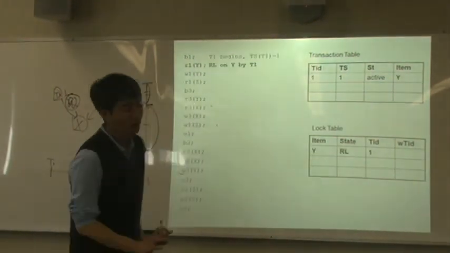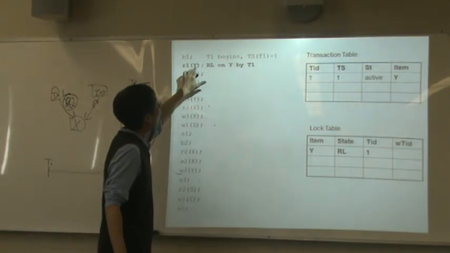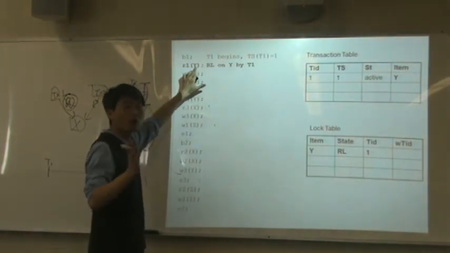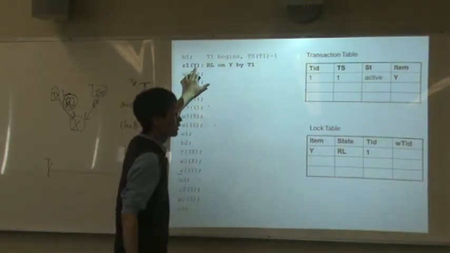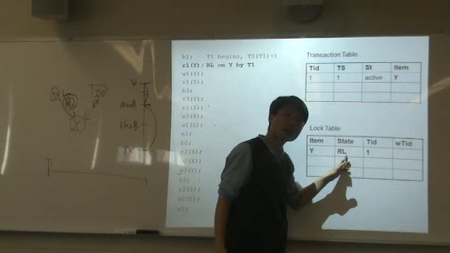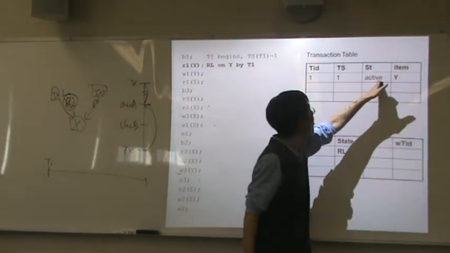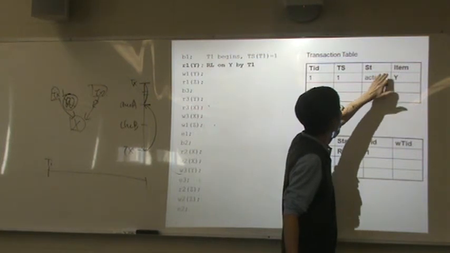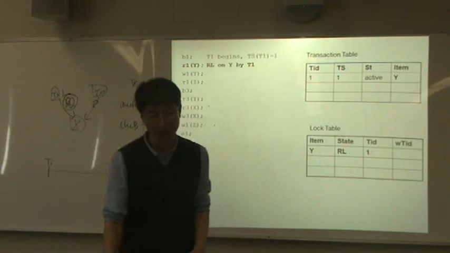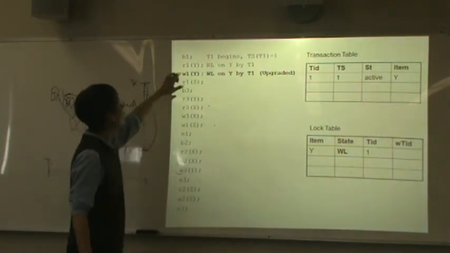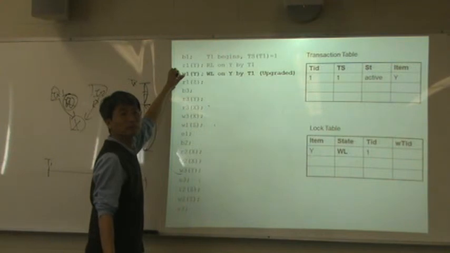Nothing. Then transaction 1 reads the data item Y. Because this is from the database concurrency control, they need to get the lock. What kind of lock? A shared lock, read lock for data item Y. Then you also need to update the transaction table: it is active and accesses data item Y. No problem. When you execute this one, is it complete? No, it's not complete.